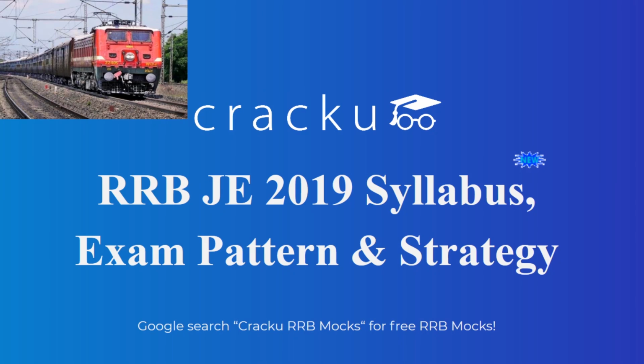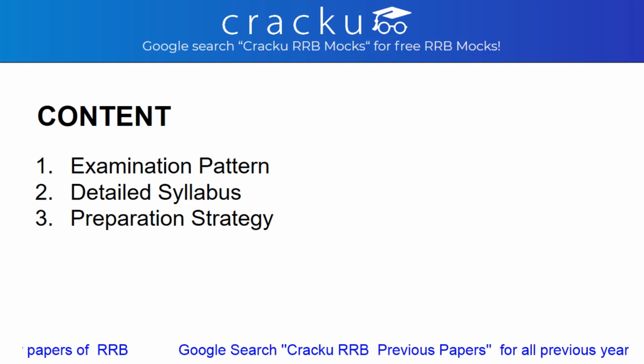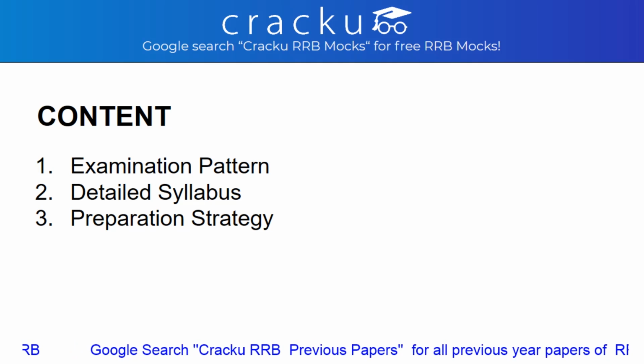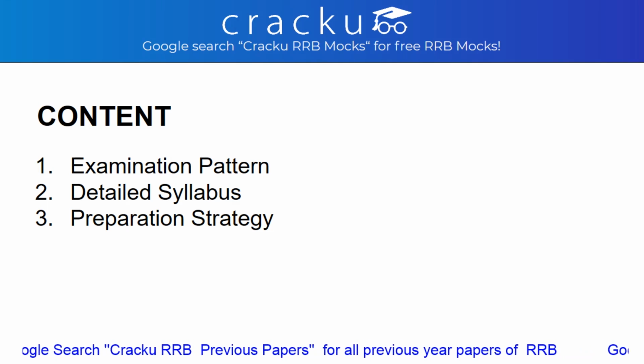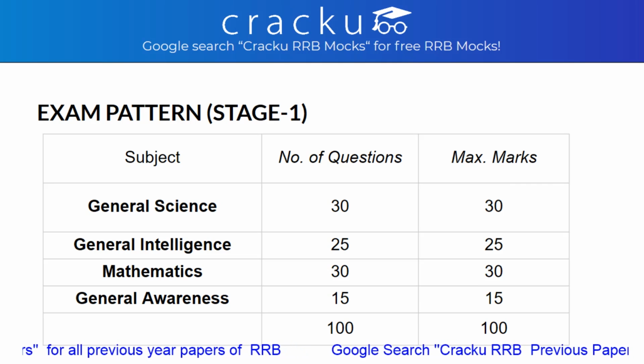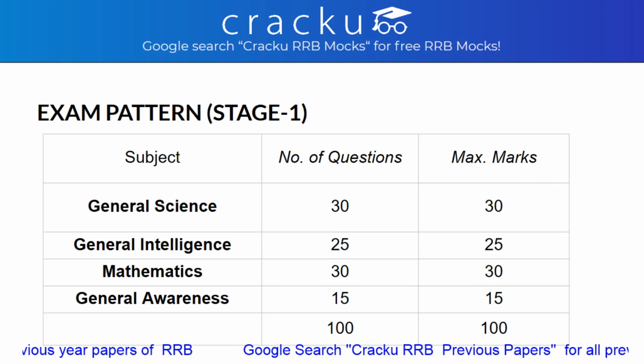RRB is recruiting for the posts of Junior Engineer, Depot Material Superintendent and Chemical Metallurgical Assistant. They will be in the 6th pay scale according to the 7th Pay Commission with an initial pay of 35,400 plus other allowances. The recruitment process comprises 2 stages of computer-based test, document verification followed by medical. In this video, we are going to discuss the examination pattern, detailed syllabus and preparation strategy of the RRB JE examination. Now let's start with the examination pattern of RRB JE stage 1.